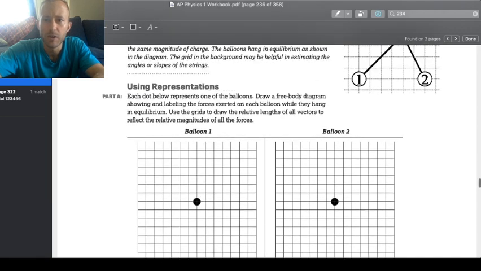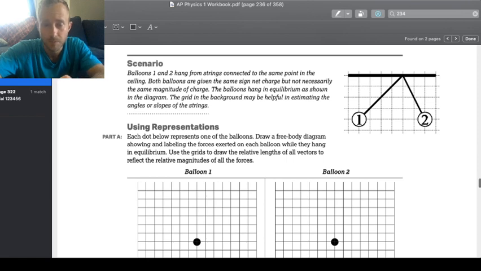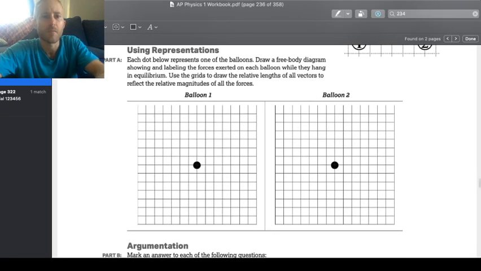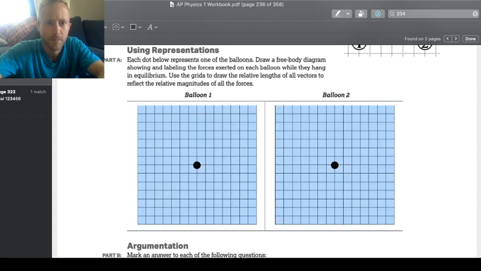Okay, so if we look at each balloon, each balloon is connected to a rope, so ropes exert a tension. Each balloon has a weight force. And then there's the electrical repulsion. So I want to draw 3 arrows for each. I'll have a weight force going down, maybe 4 units.